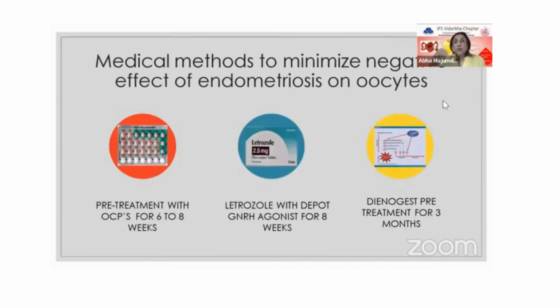So came in the newer therapy, medical methods to minimize the negative effect of endometriosis on oocytes. Now, these medical methods are pre-treatment with OCPs for 6 to 8 weeks. So it's a short treatment, 6 to 8 weeks. Or letrozole is added with GnRH agonist for 8 weeks.